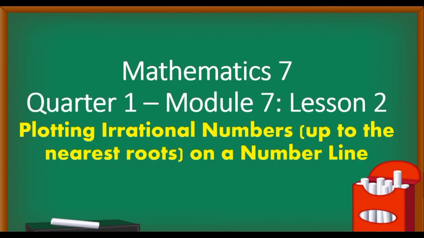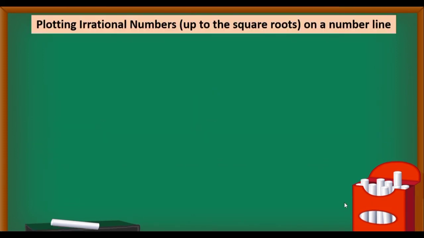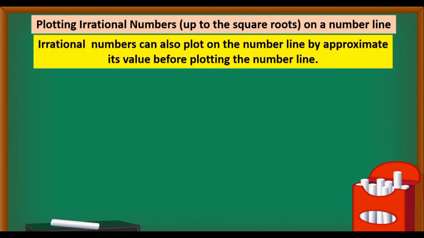So, ang ating lesson 2 sa module 7 is ipa-plot naman natin yung irrational numbers up to the nearest roots on the number line. Plotting irrational numbers up to the square roots on a number line. So, irrational numbers can also be plotted on the number line by approximating its value before plotting. So, pwede rin po nating i-plot yung irrational number.